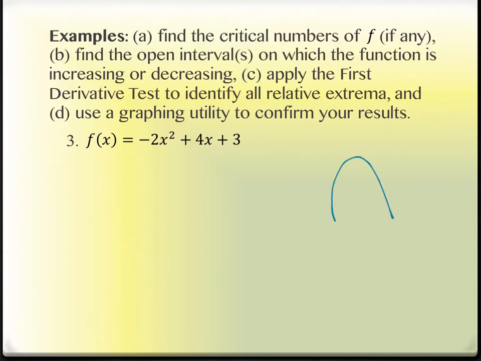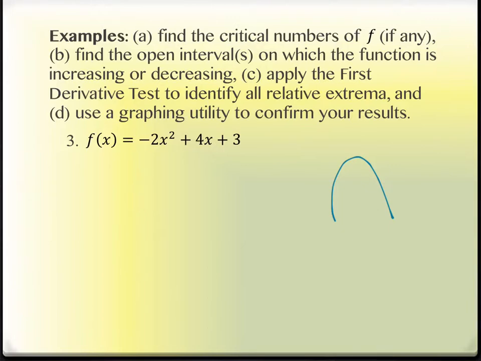Which means you know several things. You know it's increasing at the beginning. You know it's decreasing at the end. And whatever the vertex is, that's the maximum point. You know all that. You know it from algebra, right? So we're starting with something that you're very familiar with from a completely different perspective. And we're going to show that the calculus works out exactly the same way.